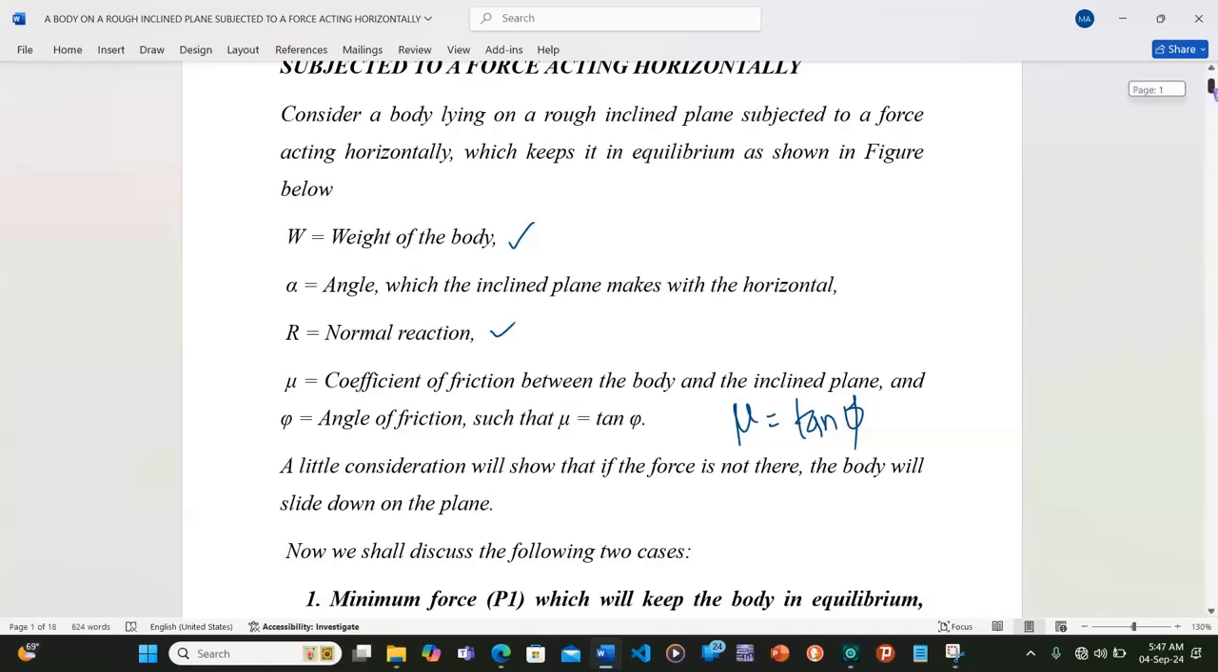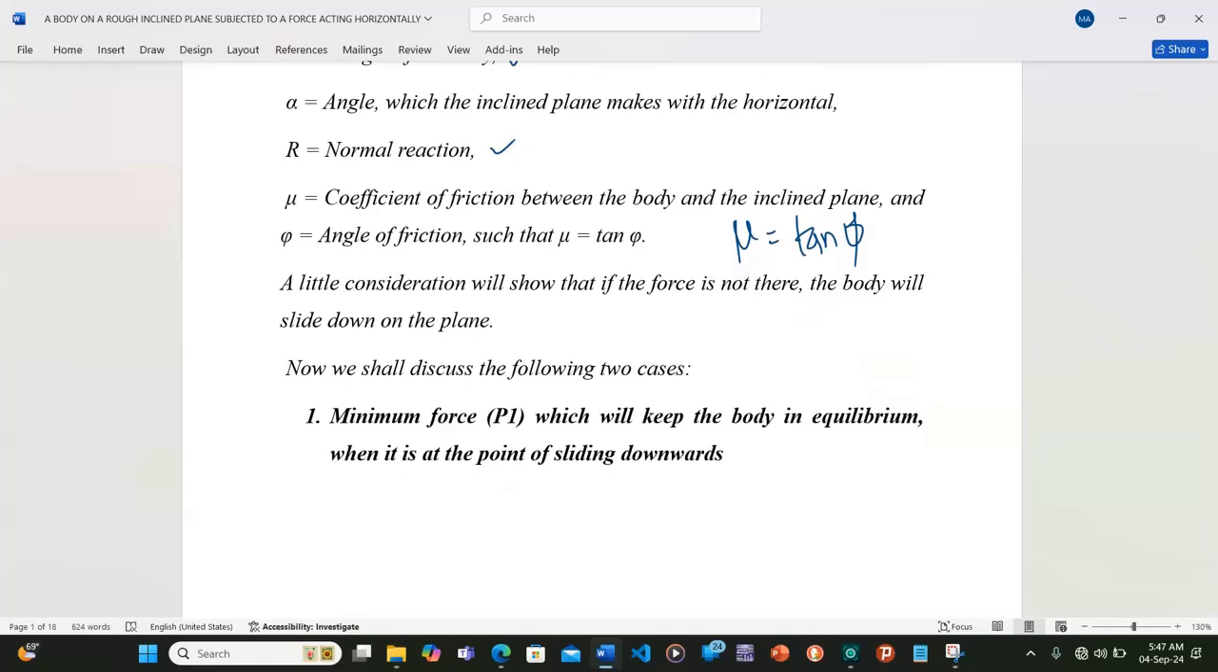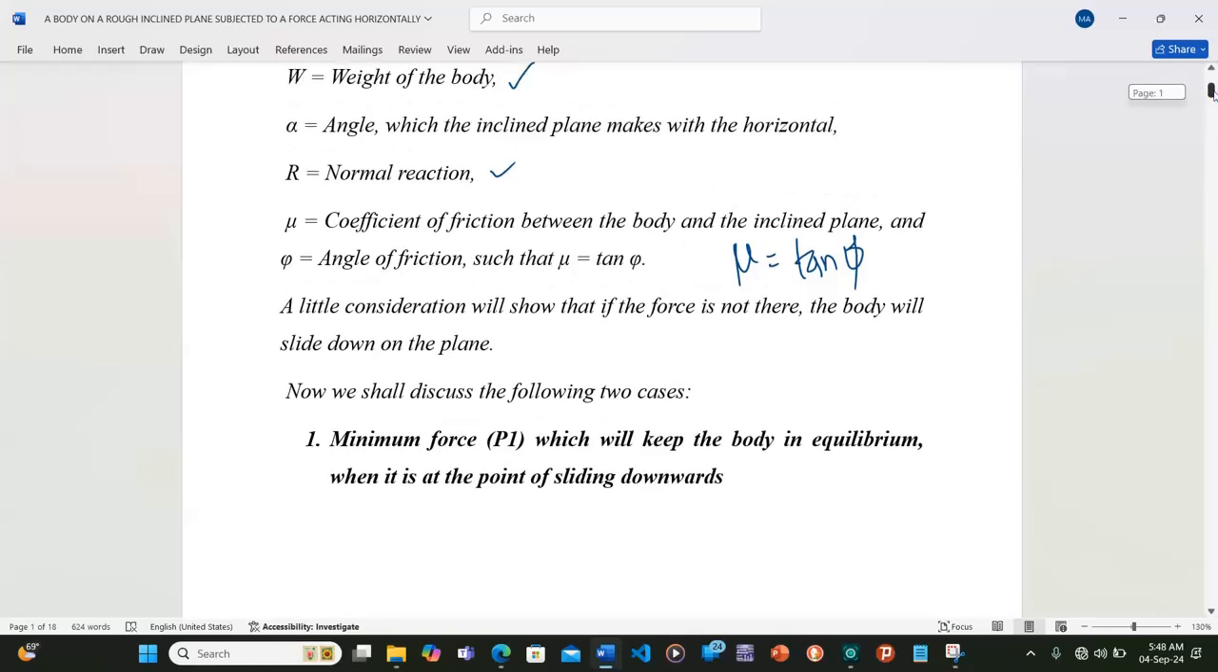So it is also going to show that with a little consideration, when the force isn't there, the body will slide down on the plane. So we are looking for the force that is going to hold this body at the point when this body is sliding downwards. And we have to look for two forces. One is the minimum force to keep it in equilibrium when it is at a point of sliding downwards.